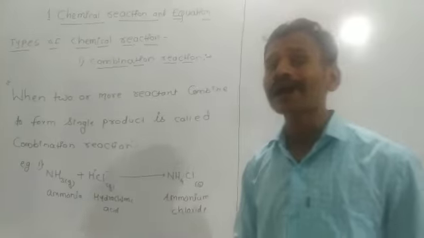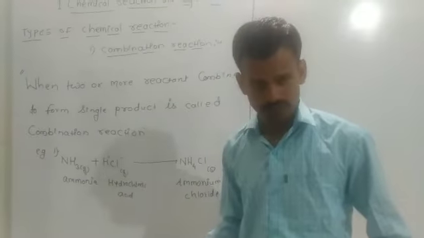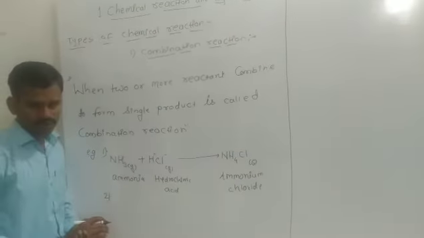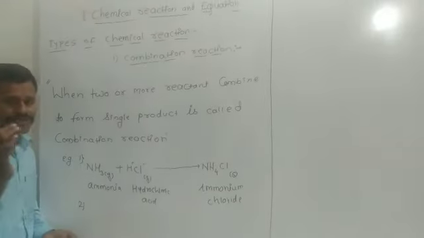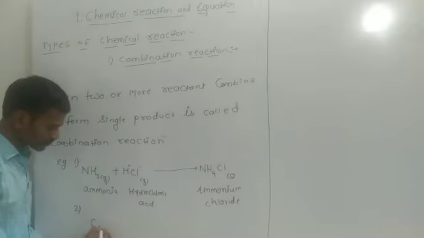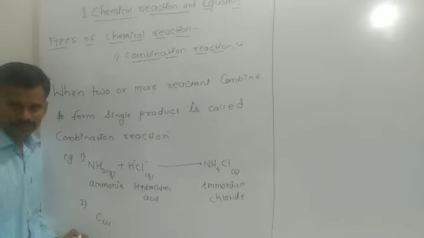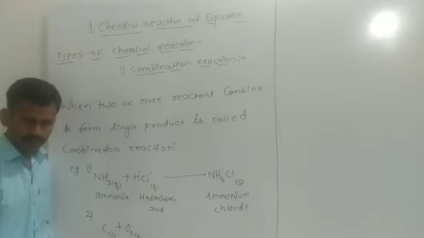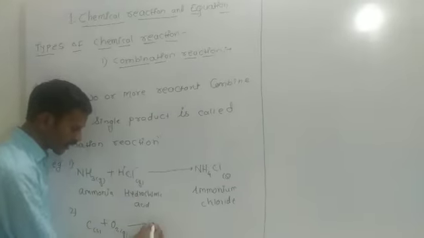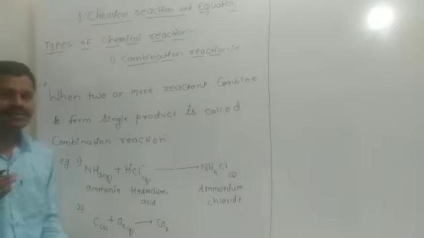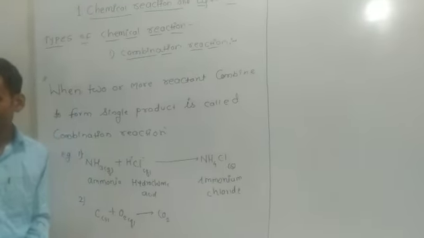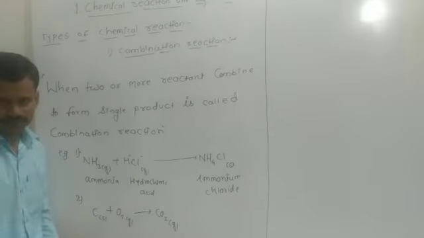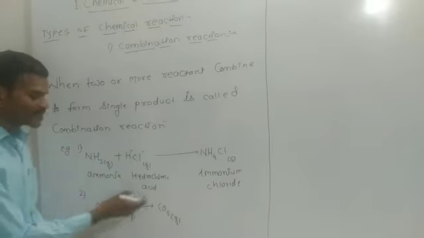Formation of carbon dioxide, CO2. For this, we will simply take carbon, which is present in the solid state, plus O2, oxygen gas. Two reactants are there. And when these two reactants are combined under this condition, it forms carbon dioxide gas. Which gas is formed? Carbon dioxide.